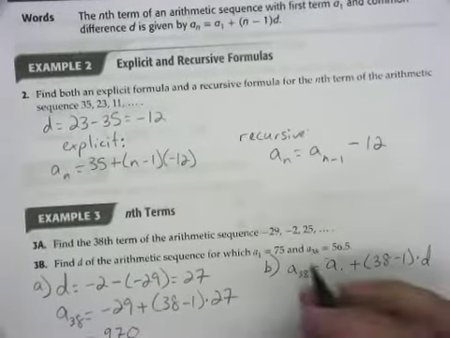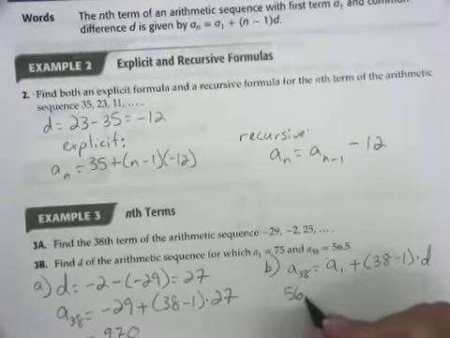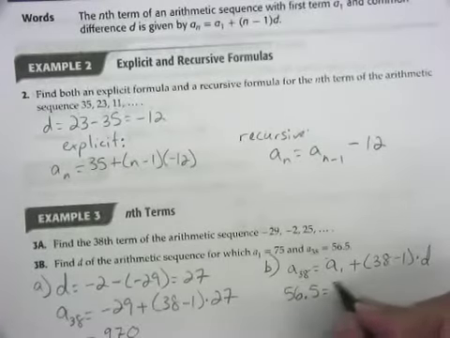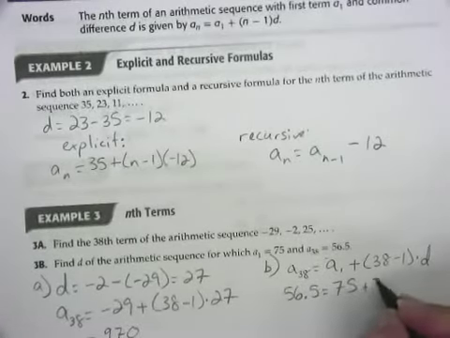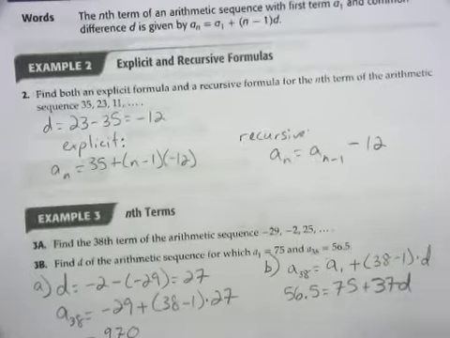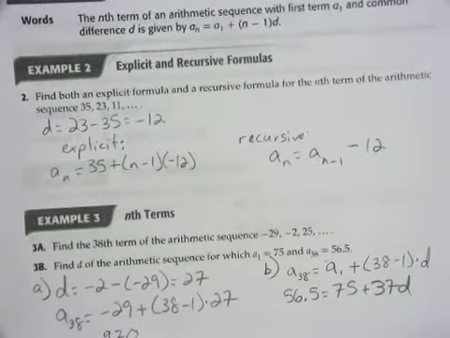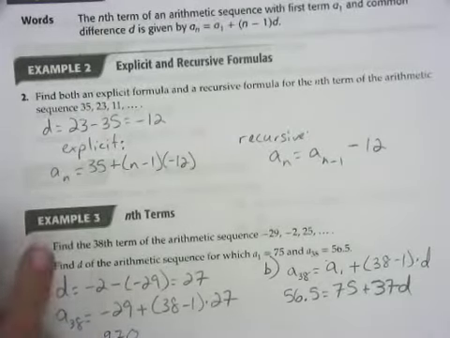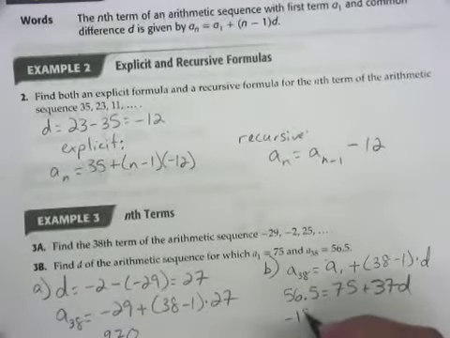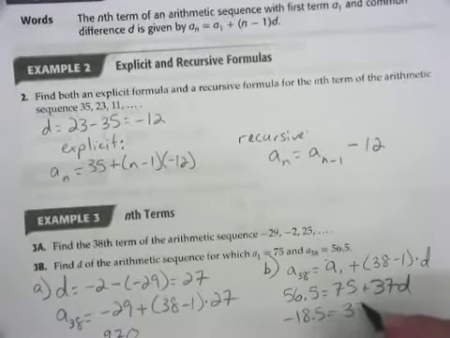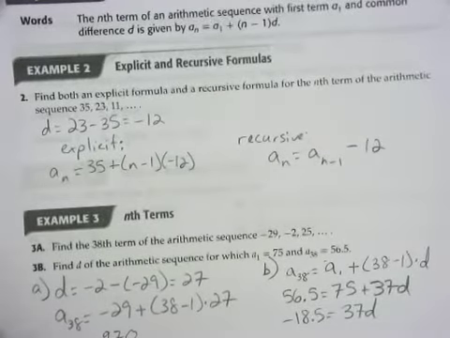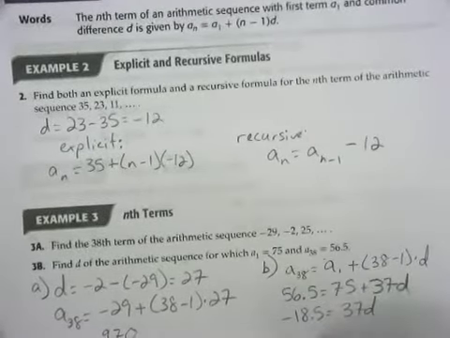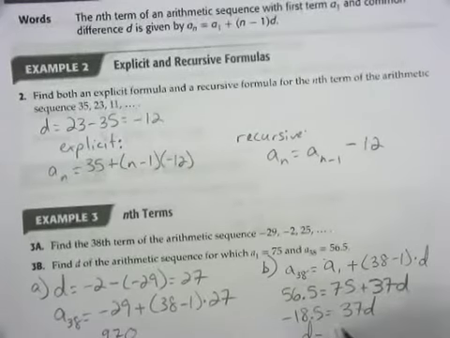And now I'm just going to substitute in these values. So this was 56.5. This was 75 plus 37d. And then we solve that equation just like you did in algebra a few years ago. Start by subtracting the 75. So we have negative 18.5 equals 37d. And when we divide both sides by 37, we find that our common difference is negative 0.5.